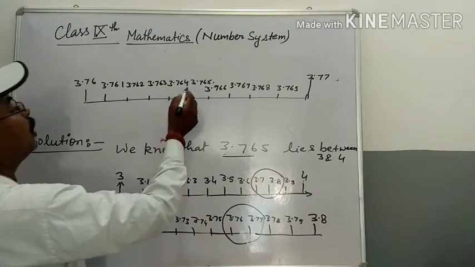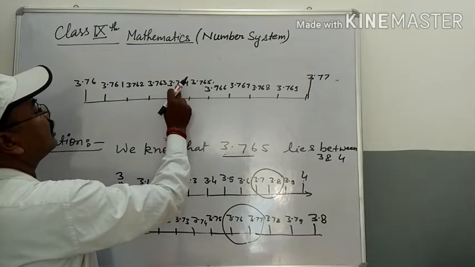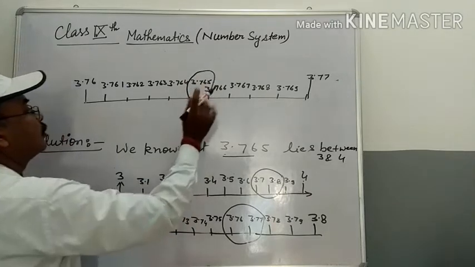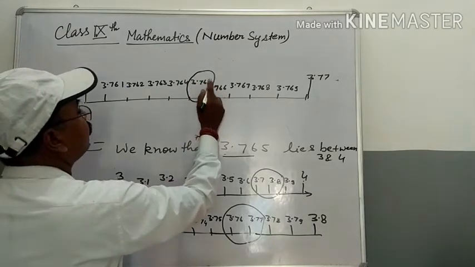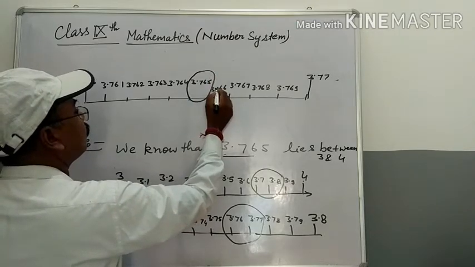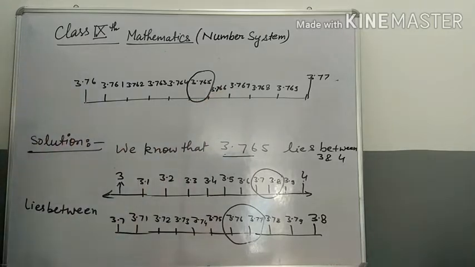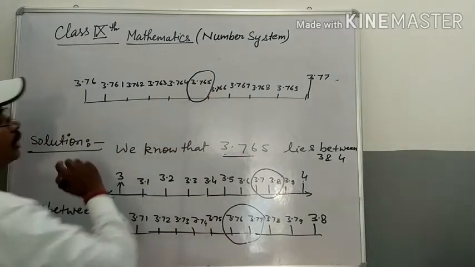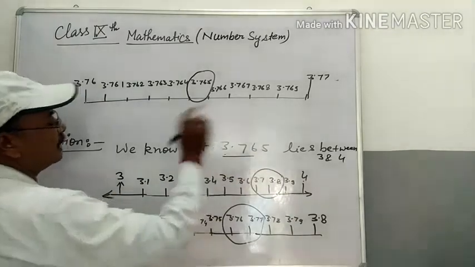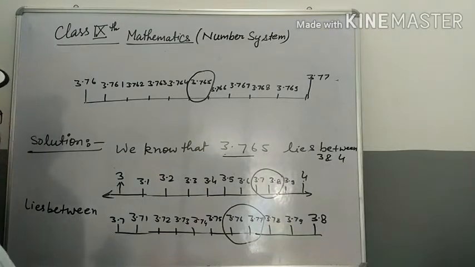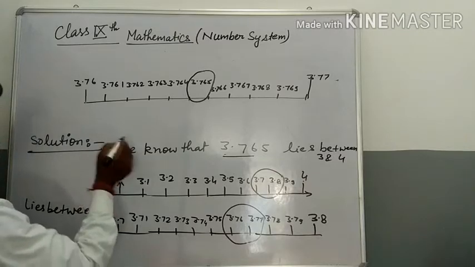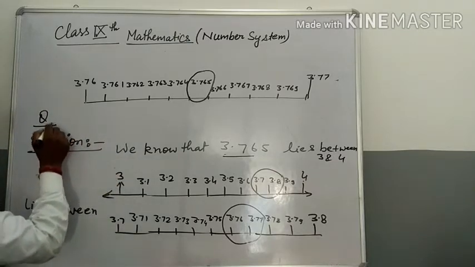So 3.765 sits between 3.764 and 3.766. Students, this is the visualization of the number 3.765. Now, students, you can self-practice visualizing the next question at your home.